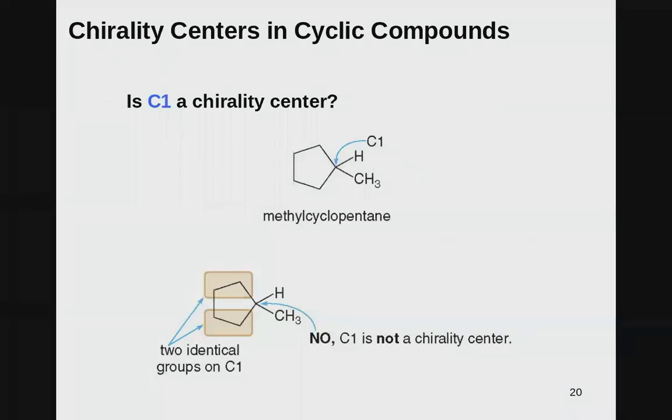So how do we identify chirality centers in cyclic compounds? Ring structures, fun stuff. So we have methylcyclopentane, pentane because it's 5 carbons, and then we have a methyl group coming off carbon number 1, thus it's simply methylcyclopentane.